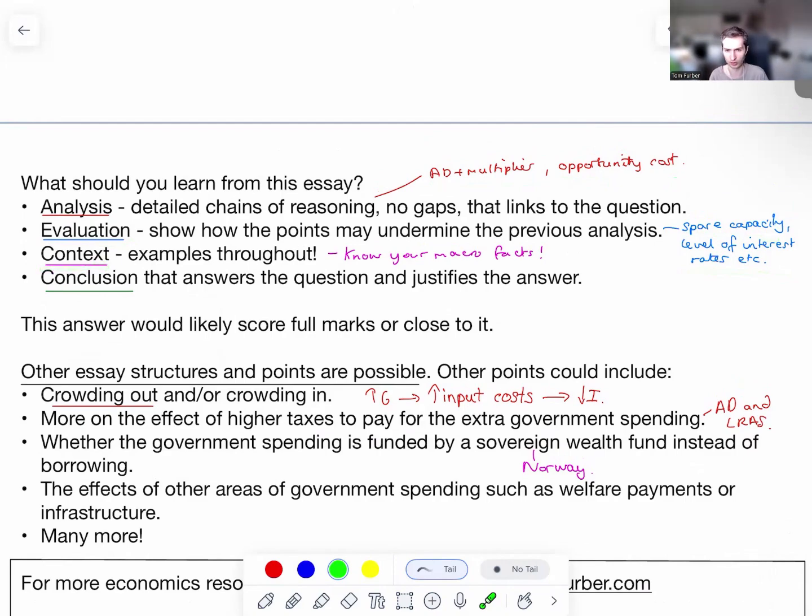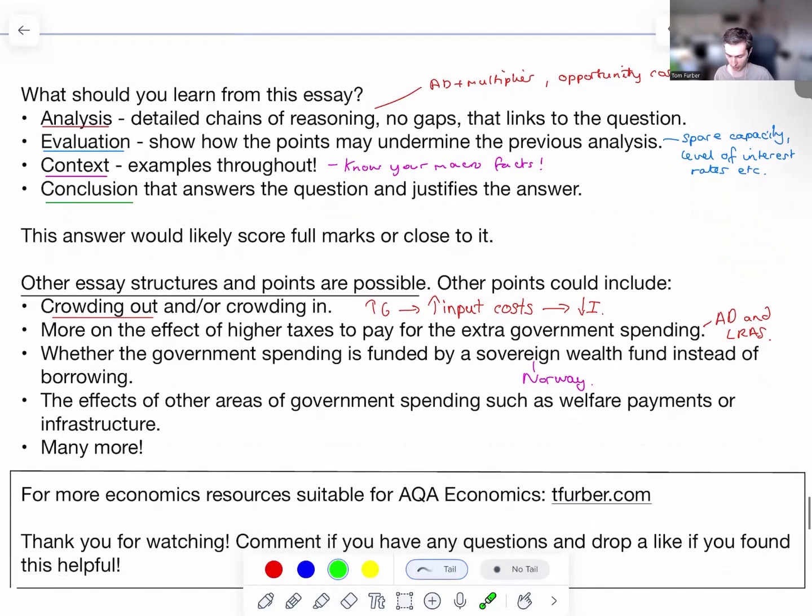Context, I've used examples throughout, so know your macro facts or macro case studies. A conclusion that answers the question and justifies the answer. So this answer would likely score either 4 marks or close to it. There are lots of other points you could have written. So for example, crowding out and or crowding in.